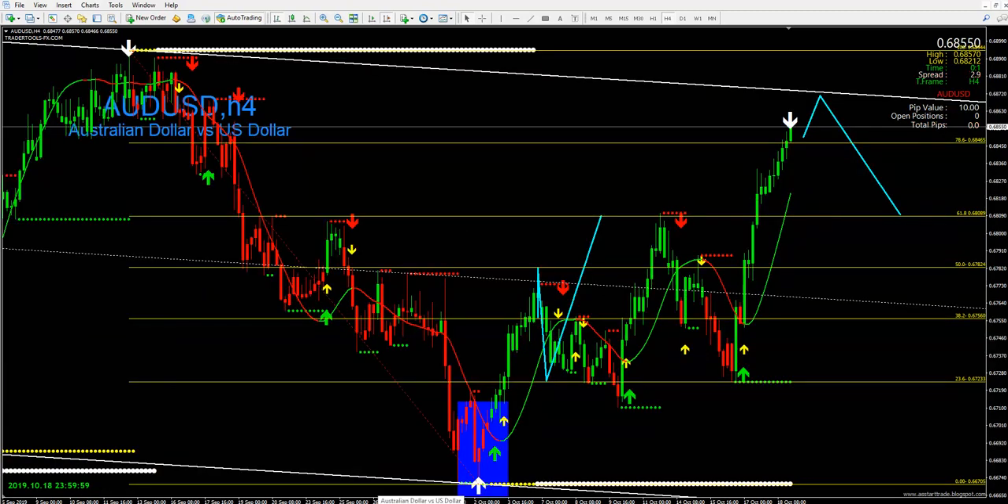Now I have the Australian dollar versus the US dollar. Again, this is done on a 4 hour, so we have to know the winning trade here based on last week's analysis. This week here, I don't think it has finished yet, so it may go up a few more pips before it does a reversal to our 61.8 Fibonacci line.